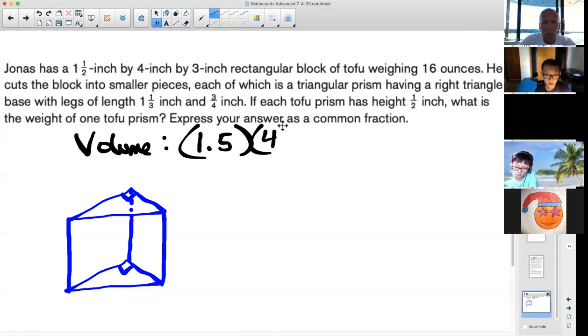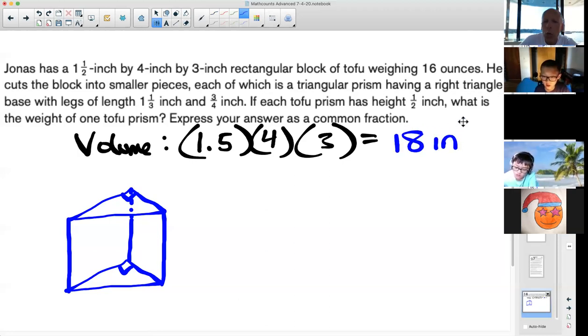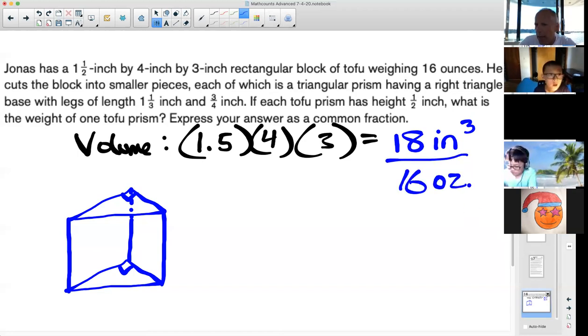Come on, guys. What was the original volume? 5 times 4 times 3. What is that? 12, that's 18. Yes, it is 18 cubic inches. Now, we know that 18 cubic inches weighs 16 ounces, right?